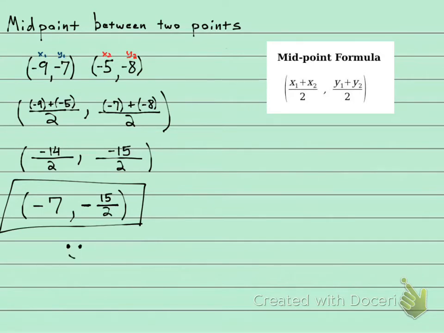And that's the midpoint. Okay, do you believe that? Between -5 and -9 is -7? Yep. Halfway between -7 and -8 is -15 over 2? Yep.